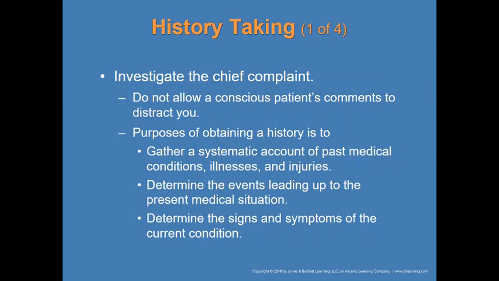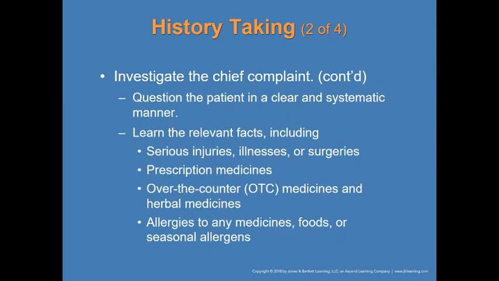Get a good history. Part of history taking is SAMPLE history: signs and symptoms, allergies, medications, last oral intake, past medical history, and events leading up to it. Now, when we are getting some of this information, we need to know, does our patient have any serious injuries or illness? Have they had anything in the past? What kind of prescription medicines? Are they taking over-the-counter herbal stuff? We need to note that also, because sometimes a patient may be prescribed something, but what they're taking over the counter as a vitamin may counteract what they're doing.